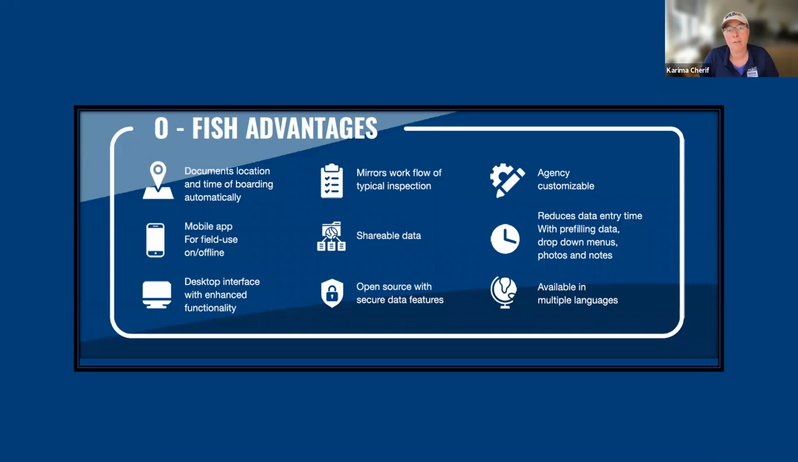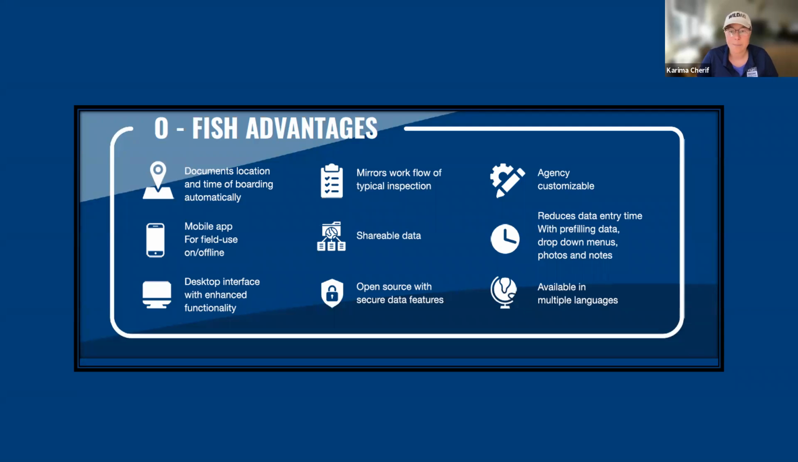Here are some of the OFISH advantages. It automatically records the location and time of a boarding. When you are at sea, connectivity is often unavailable. The mobile app can be used online or offline. And once a user returns to shore, where the signal is available, the most recent data is synchronized.